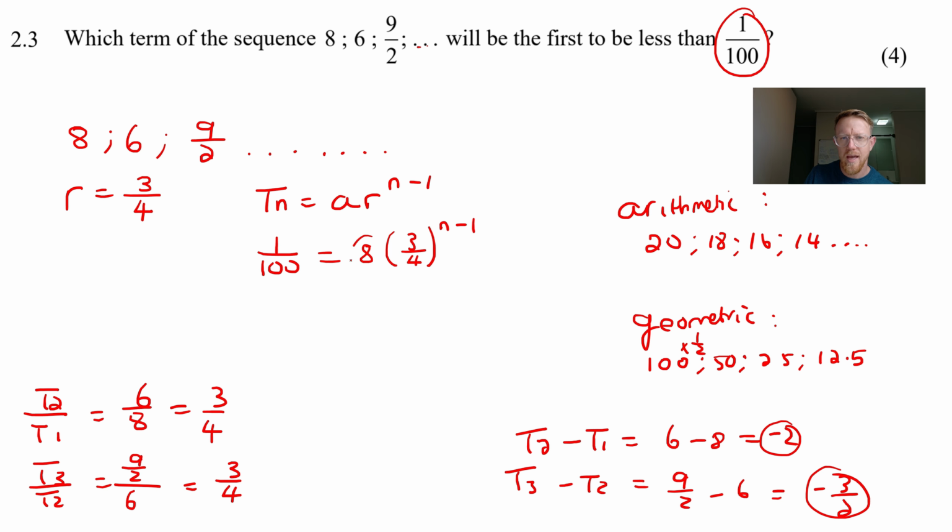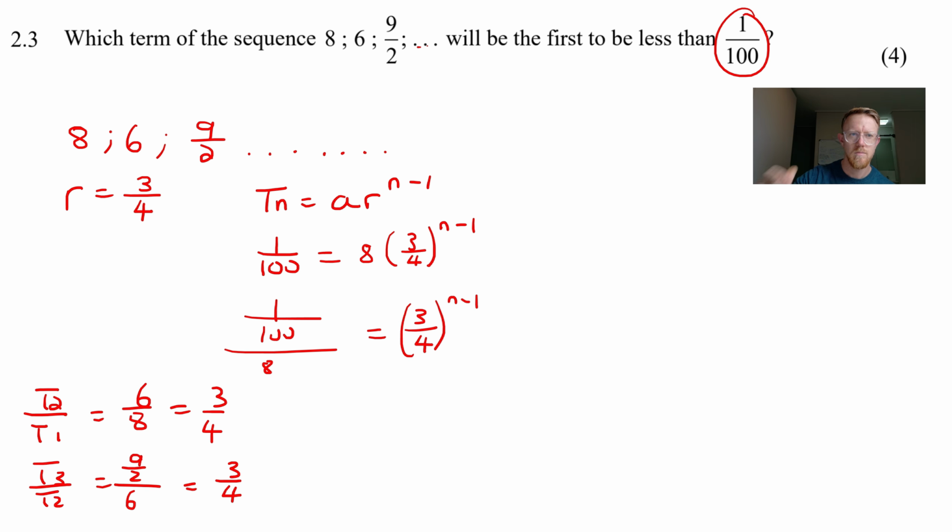Now, you cannot multiply this 8 inside here because of this part over here. But what you can do is divide by this 8 on the left. So you have 1 over 100 all over 8. And then on the right, you've just got that. And so that part on the left, 1 over 100 divided by 8, is going to be 1 over 800. And then on the right, we've got this.